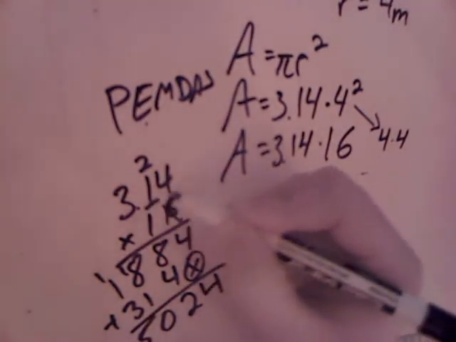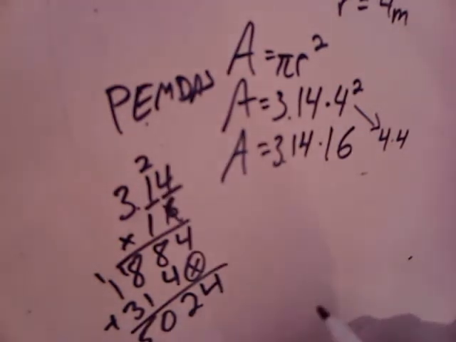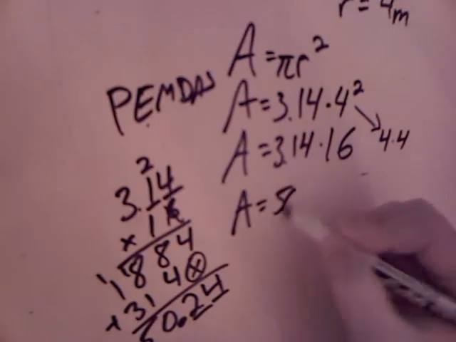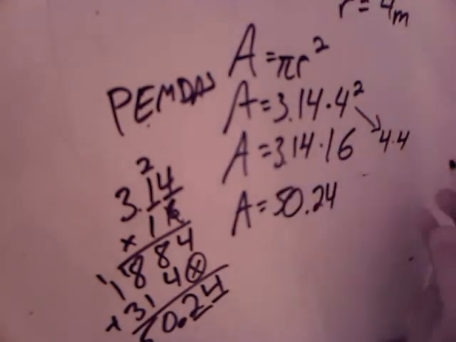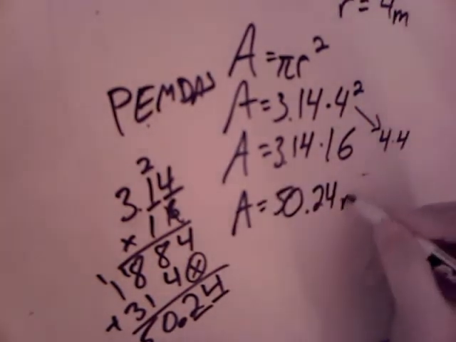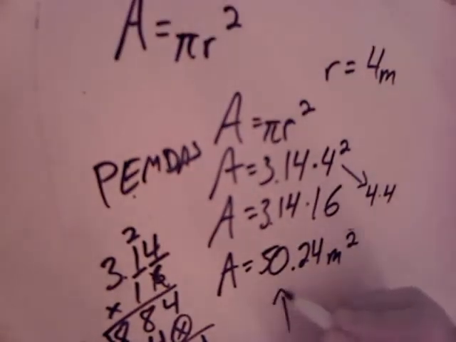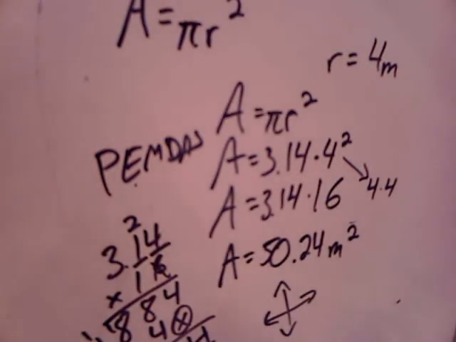Remember the decimals. There's two numbers that come after the decimal on top, so I'm going to put two numbers after the decimal on the bottom. And my area is 50 and 24 hundredths of a meter squared. And it's very important to put meter squared because area is a two-dimensional measurement. That's how you find the area of a circle if you are given the radius.